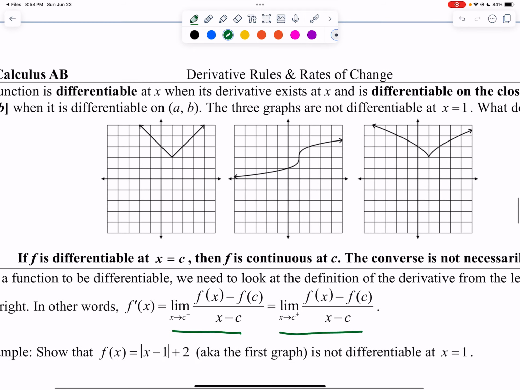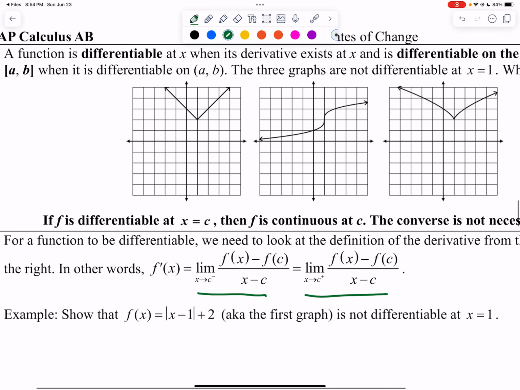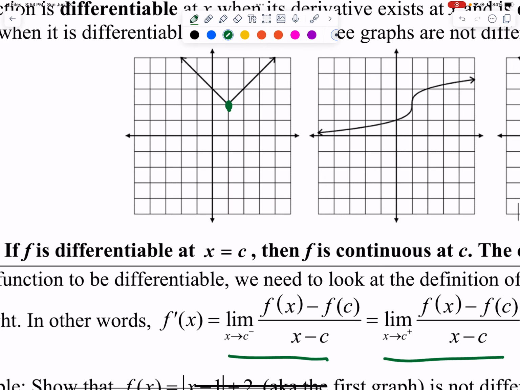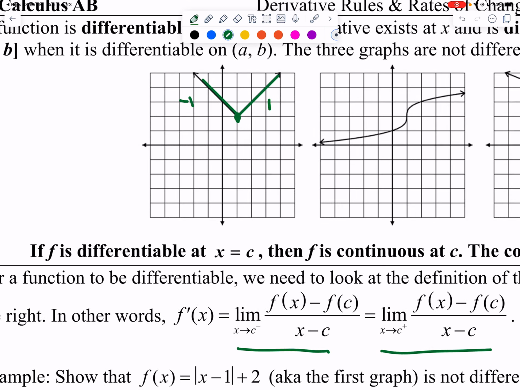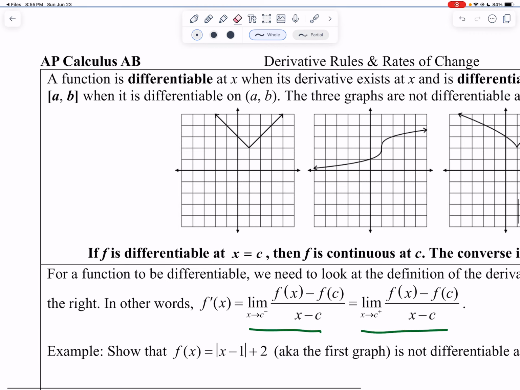And here's why. If I look at x equals 1 right here, notice that my derivative on the left side, aka my slope on the left side, is -1, and my slope on the right side is +1. Because my slopes don't match, the function is not differentiable at 1. Even though we can see that this absolute value function is continuous, that's great, but it's not going to be differentiable at 1.